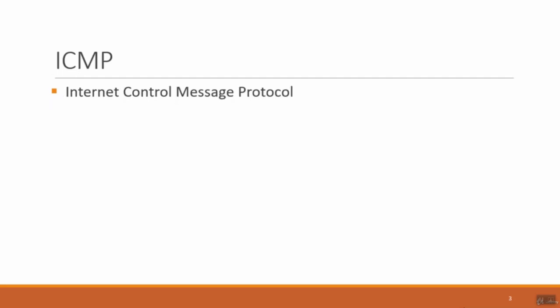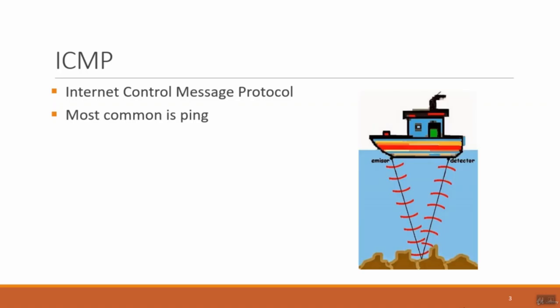So ICMP, Internet Control Message Protocol. This is the protocol to communicate messages within the network. Some of the protocols do not have the capability to acknowledge and subsequently provide reliability, so they use ICMP. The most common form of ICMP is probably ping. This is the same ping that's used in sonar, sending out a transmit request and waiting for a return from a receiving target.